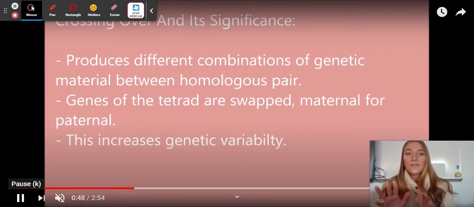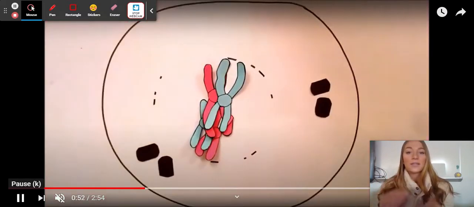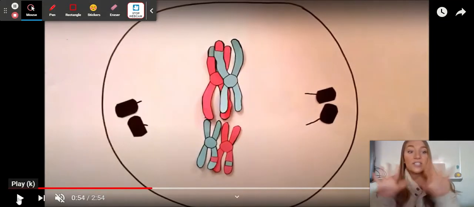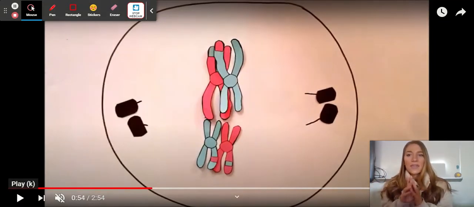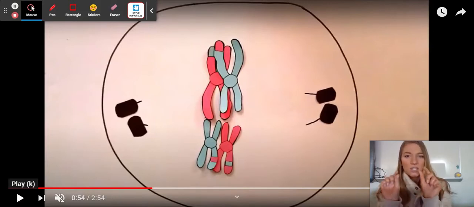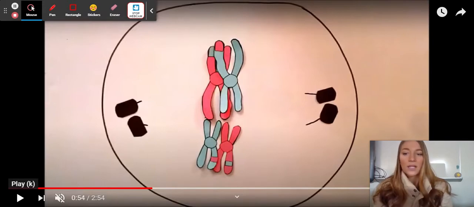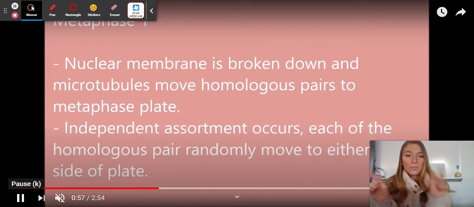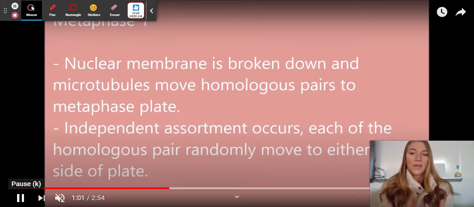It is a positive thing because it's exchanging genetic material. It's making genetic variability increase. So we have more sperm and eggs that are different than the same. You can see the crossing over in these chromosomes. Each piece has been kind of swapped with the homologous pairs. So a little piece of the mom's chromosome is on the dad, swapped with the blue and red that you can see there. Okay, now that we're done with prophase 1, we're going to move on to metaphase 1.